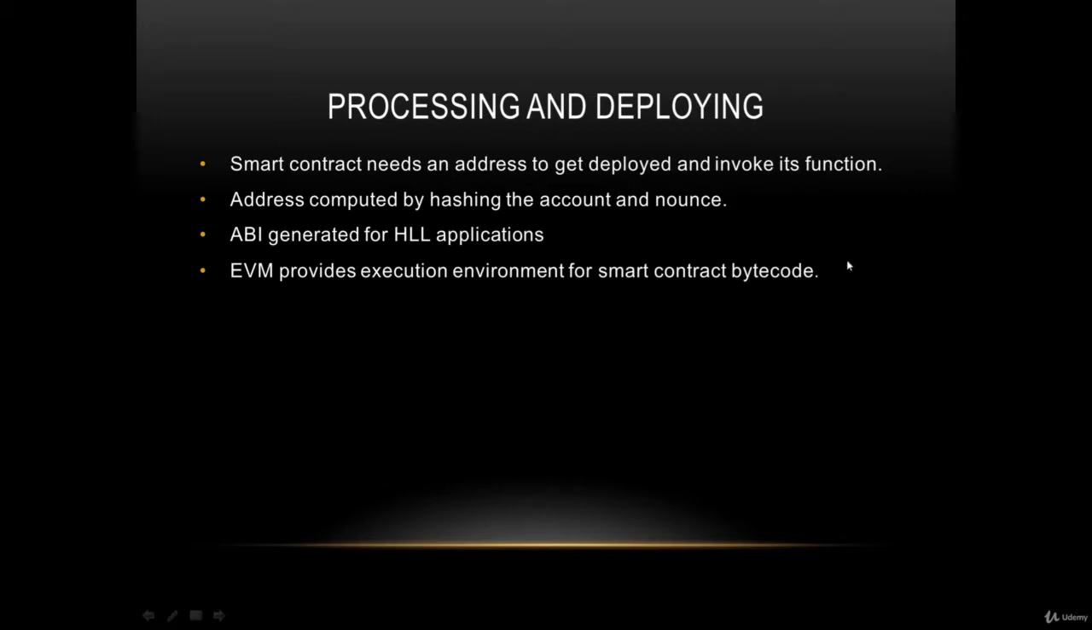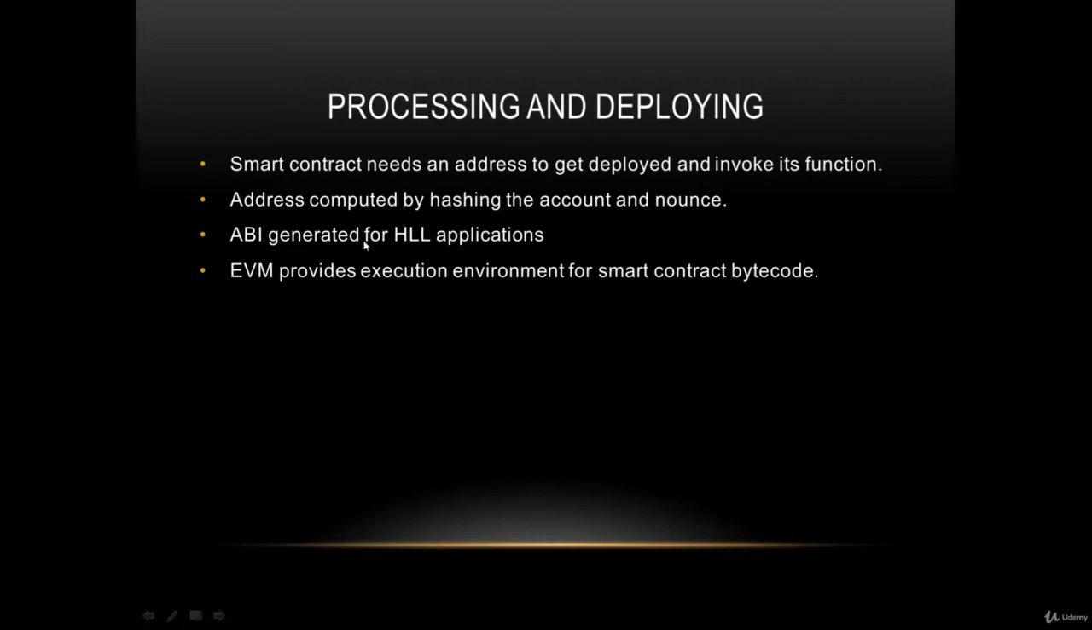Next, how the processing and deploying is done. Basically, smart contracts firstly need an address to get deployed and invoke their functions. There will be an address. You check out any smart contract, it will have an address at which it is deployed. Then the address is basically computed by hashing the account and the nonce. That is a lot more that we'll discuss later.